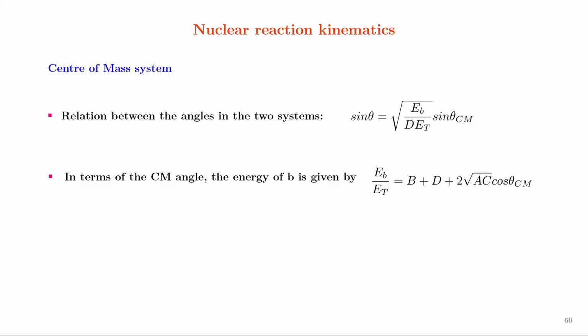The relation between the angles in the two systems is given by sin theta equal to square root of EB over D times ET, times sin theta CM. In terms of the center of mass angle, the energy of B is given by EB over ET equal to B plus D plus 2 square root of AC cos theta CM.